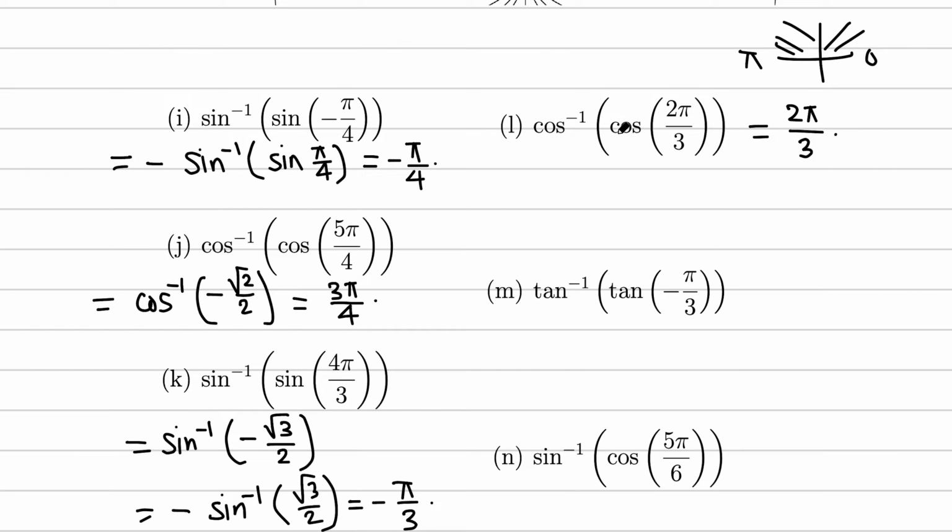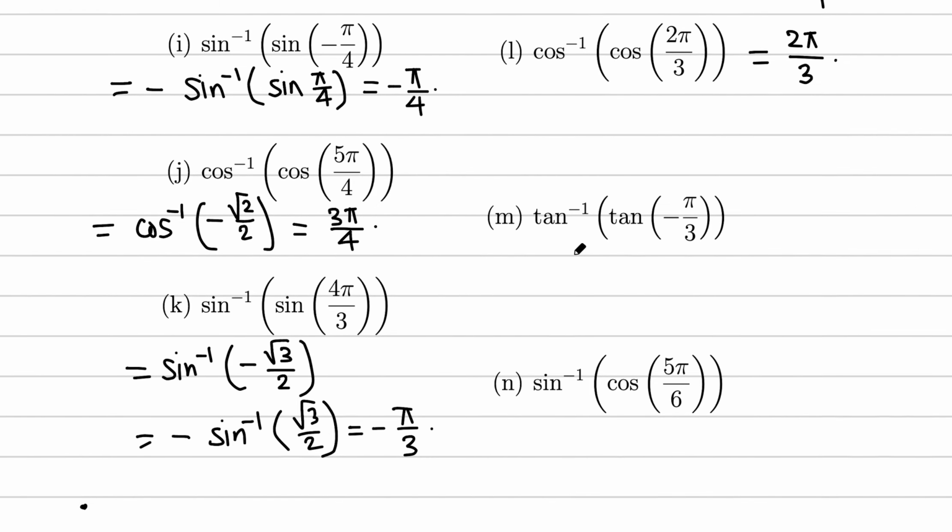Or you can find the value of cosine 2 pi over 3. That will be a negative number. Then cosine inverse of that number means look at the x coordinate, the angle where the x coordinate is that value. At the end of the day, 2 pi over 3.